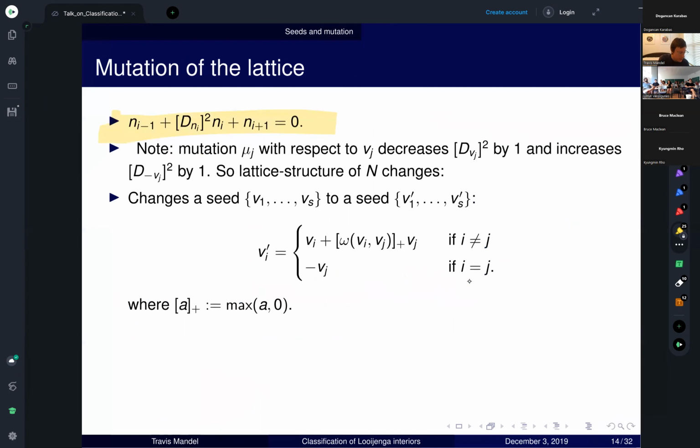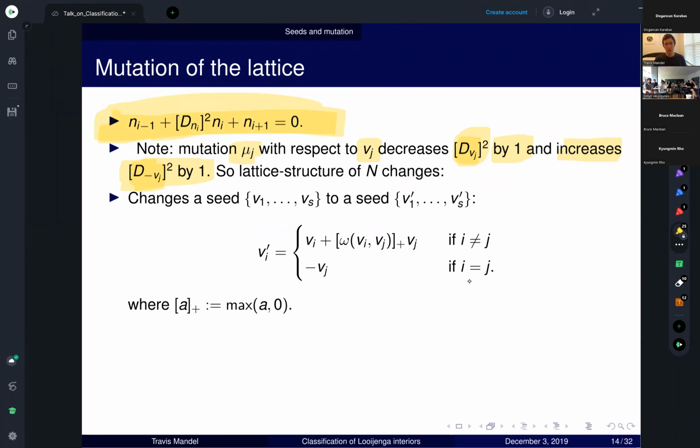Now, when we mutate, if we do a mutation mu j with respect to the index j, or the direction vj, remember we blow up a point on dvj, and then we blow something down to d minus vj. When you blow up a point on dvj, that decreases the self-intersection number by 1, and then the blow down will increase the self-intersection number of d minus vj by 1. So if you're changing these intersection numbers, this equation won't be satisfied anymore.